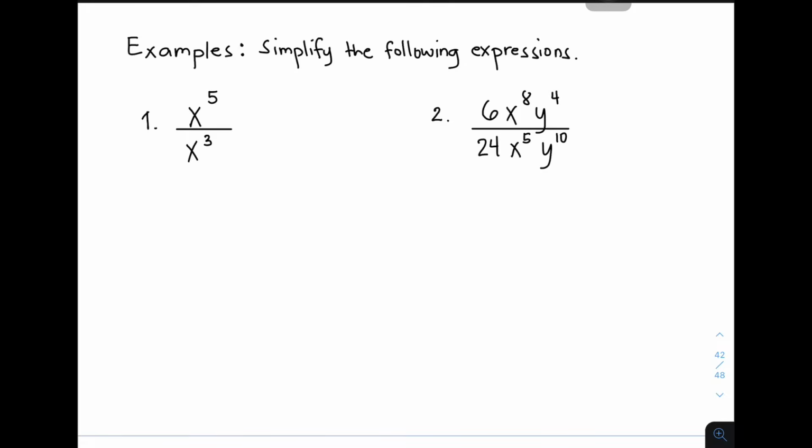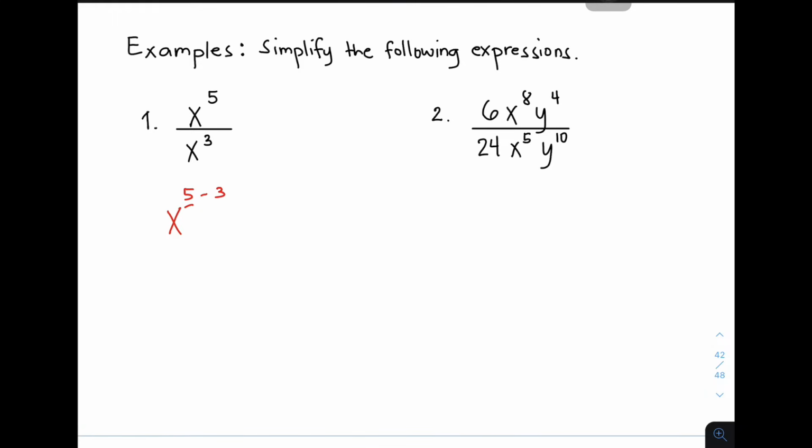Now to apply the quotient rule, we have these examples. Simplify the following expression. In number 1, we are given the expression x raised to 5 over x raised to 3. So what will happen here is to check if the bases are the same. As you can see, the bases are x and x, so they are the same and equal. All you need to do is to copy your base, x, and subtract your exponent, 5 minus 3.